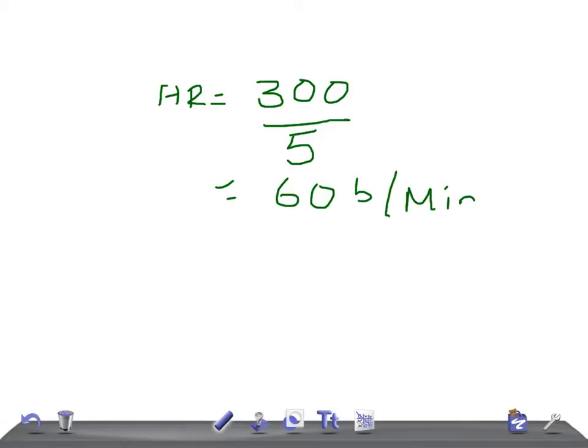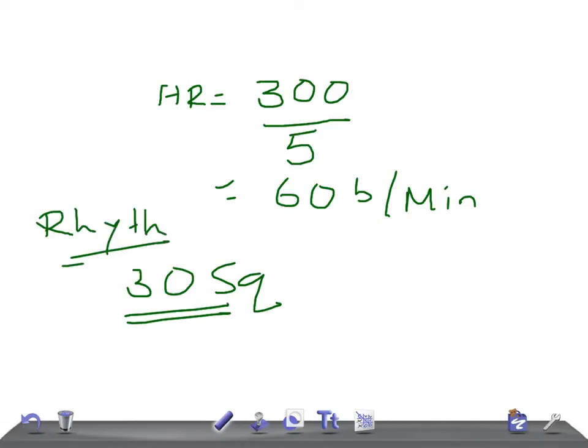So we take a larger number of large squares. Instead of measuring between two QRS complexes, we count the number of QRS complexes in 30 large squares. If the rhythm is irregular, then we take 30 large squares, which gives the number of QRS complexes in 6 seconds. Remember, this indicates the number of QRS complexes in 6 seconds.